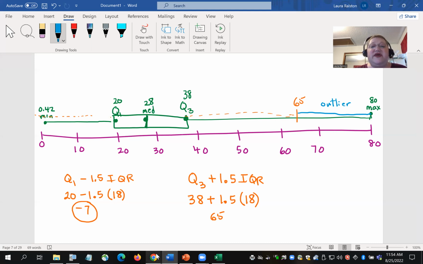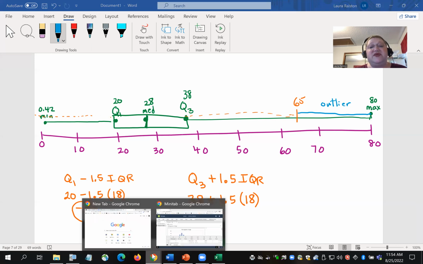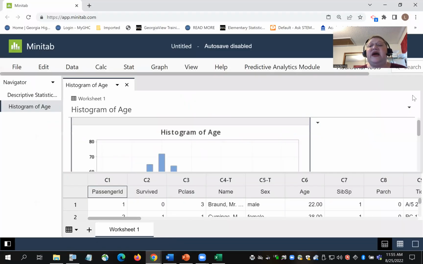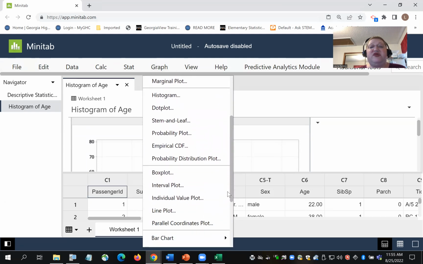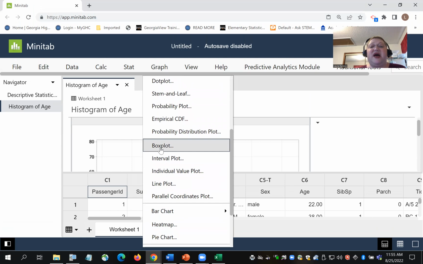Let me also show you this is how you do it by hand. So we would say any person over the age of 65 was an outlier. But you can also get a visual of that by using a box plot. Remember, that was one of the other graphs that I asked you to be able to create. And so we can do that in MINITAB. It is a graph. We want a box plot.